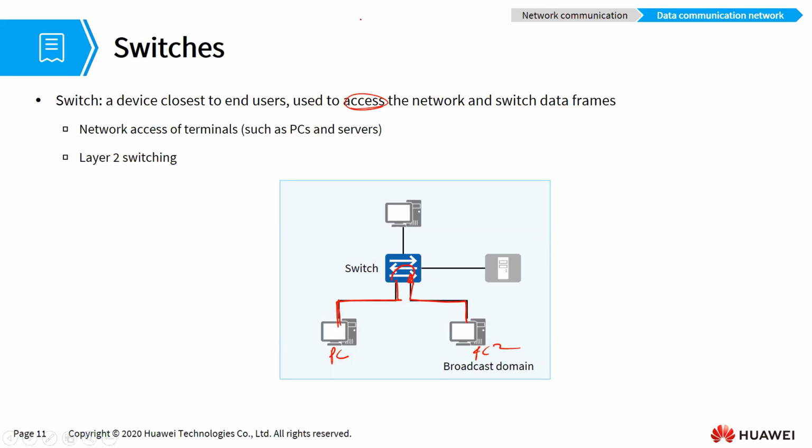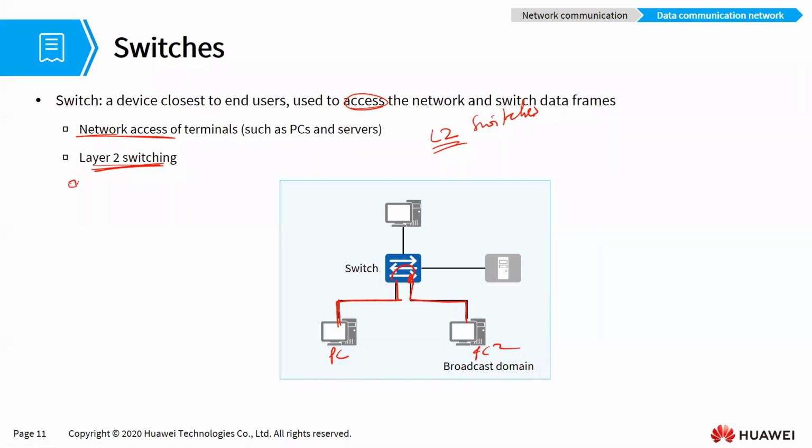Switches work at the access layer, that is also called layer 2 of the TCP/IP model. So these layer 2 switches are also called Ethernet switches. The Ethernet switch can implement a number of functions, but mainly we are going to have layer 2 switching and access of terminals. It is the way terminals reach the network.